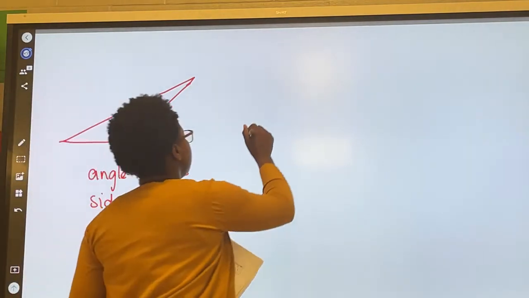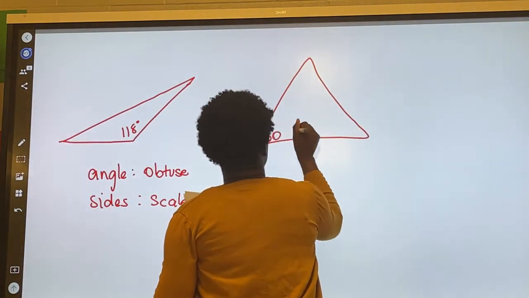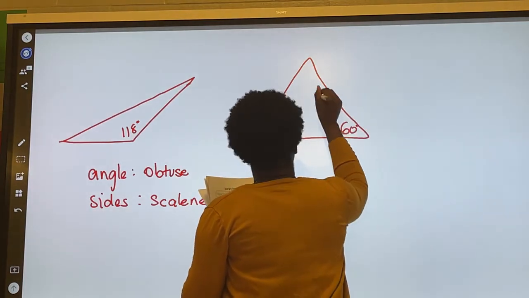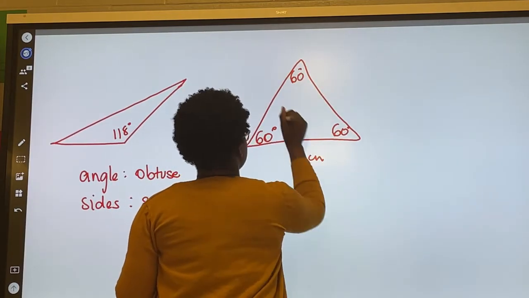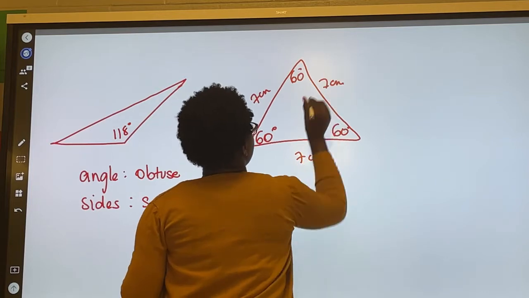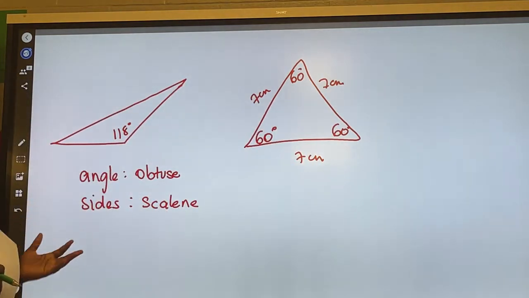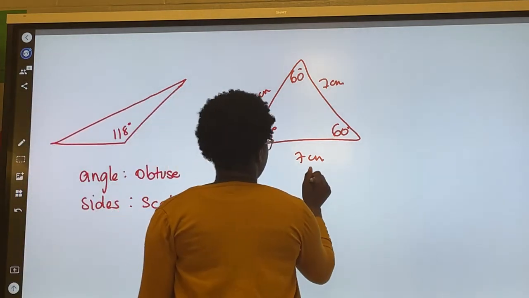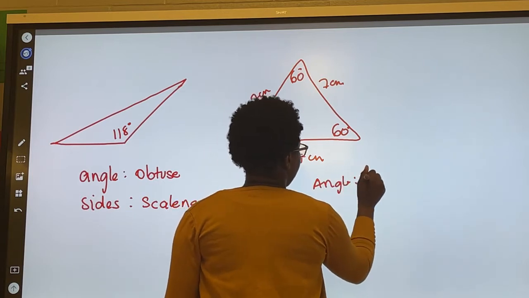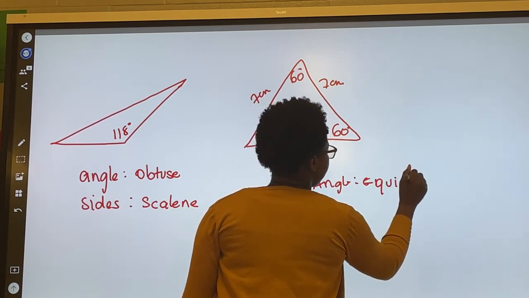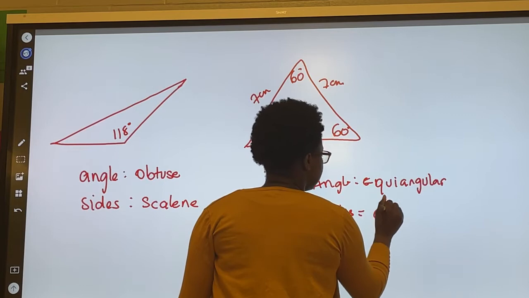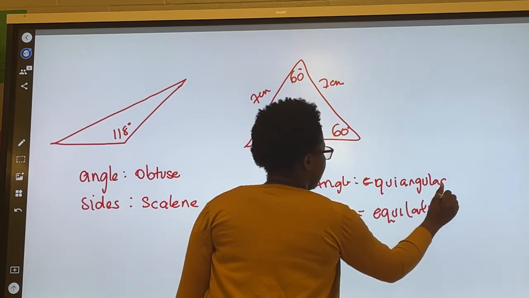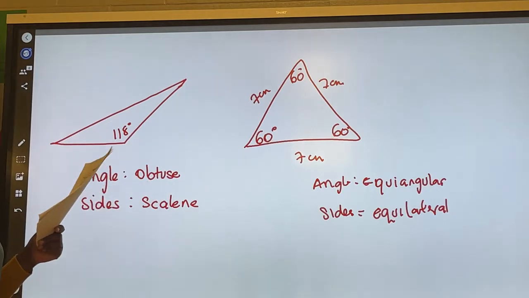Let's try another one. So this one, here is 60, here is 60, and here is 60. This measure here is 7, that's 7, and that's 7. It's asking you to classify the angle and the sides. Again, all three angles are equal, so for the angle, we say it's equiangular. And for the sides, we say it's equilateral. Alright, and that's basically how you do a question like that.